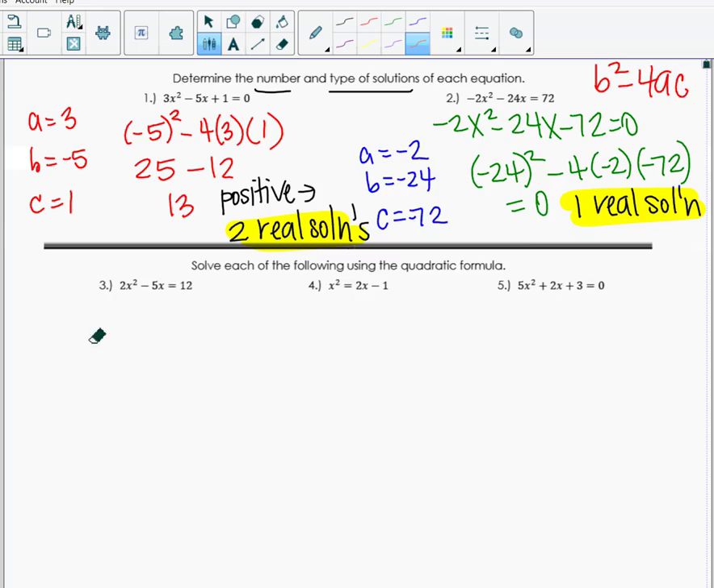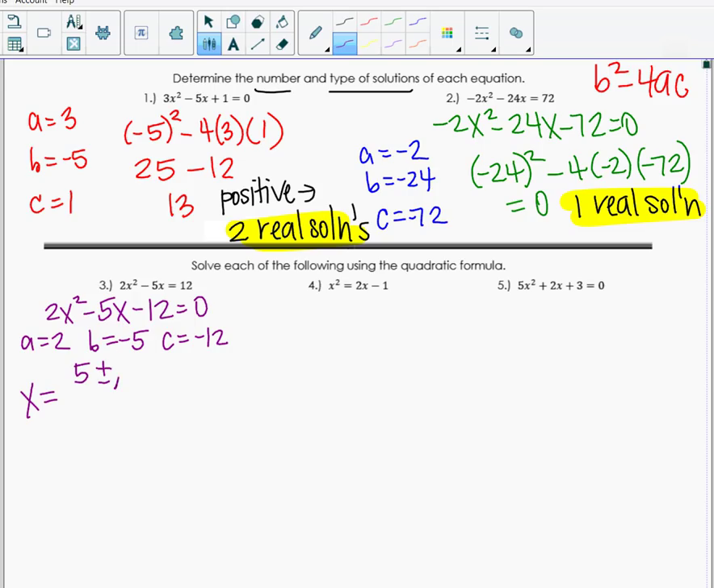So, same thing, we need everything to one side. So, we have 2x squared minus 5x minus 12 equals 0. Okay, so my a is 2, my b is negative 5, and my c is negative 12. So, quadratic formula is x equals the opposite of b, so in this case 5, plus or minus the square root of b squared, so negative 5 squared, minus 4 times a times c, all over 2a.